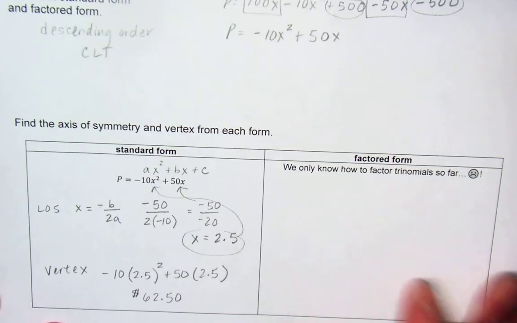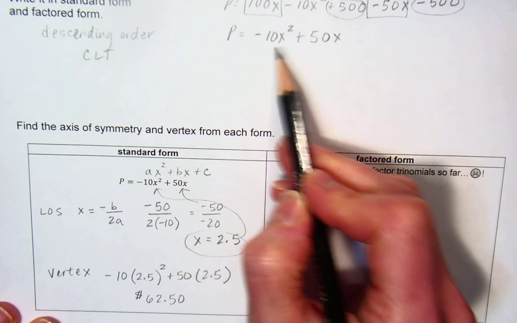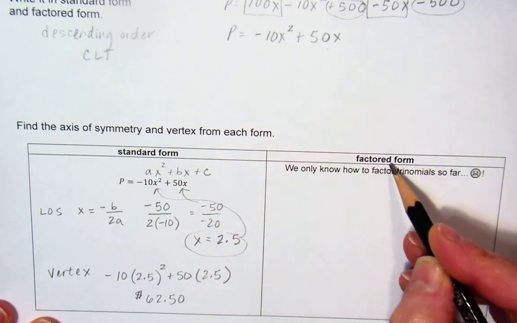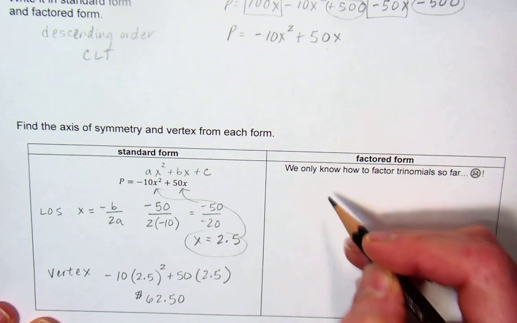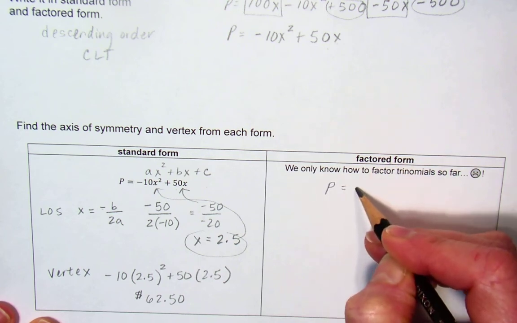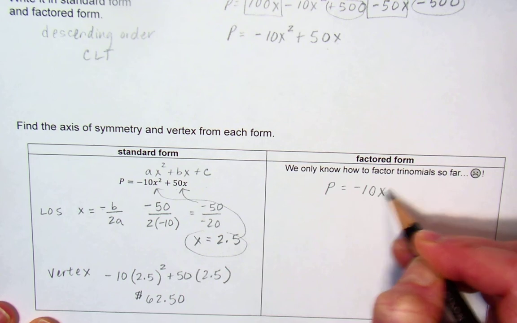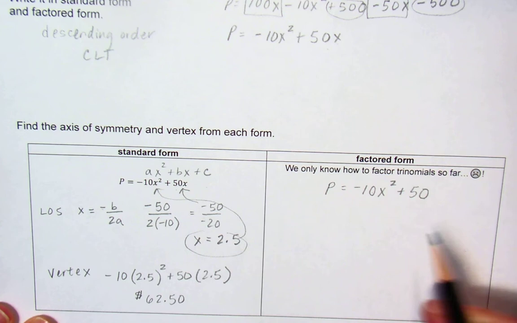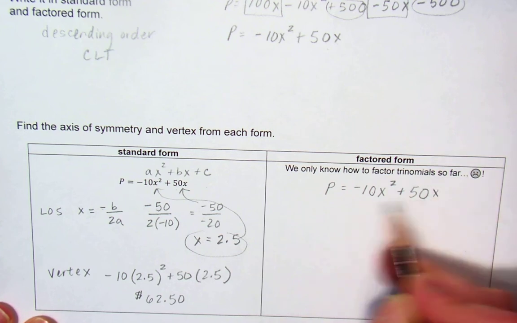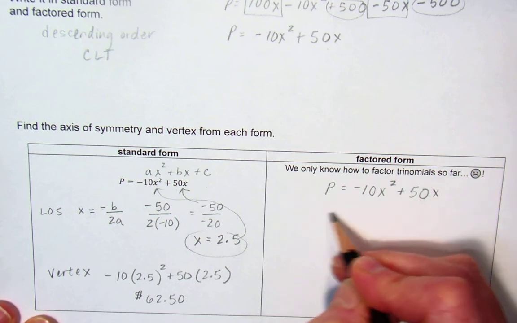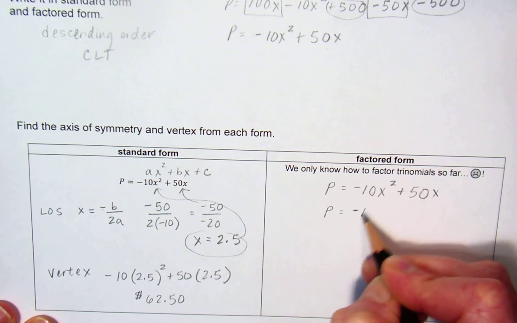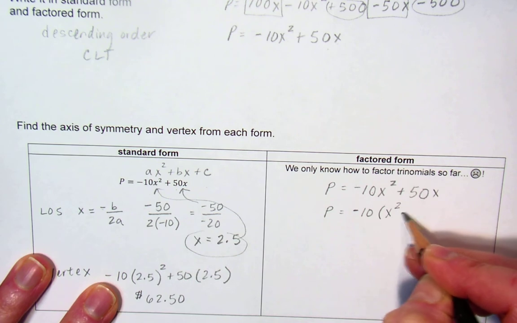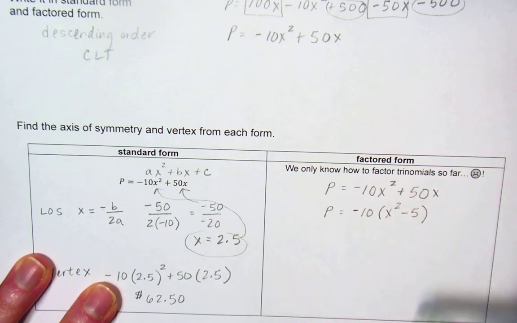And what we learned when we visited this before is that this binomial expression here is written in standard form, but we only at that point knew how to factor trinomials. But now we know how to factor binomials. Is there a GCF between these two terms? Why, yes, there is. It is negative 10, which would leave us with x squared minus 5x.